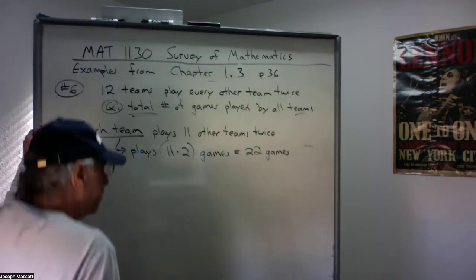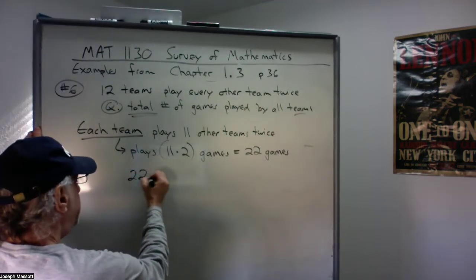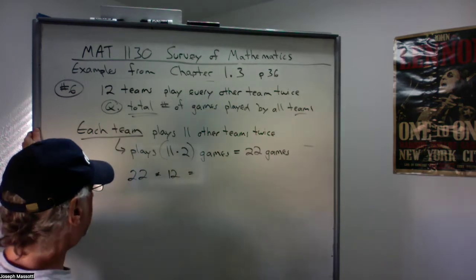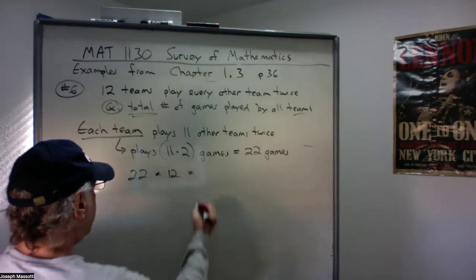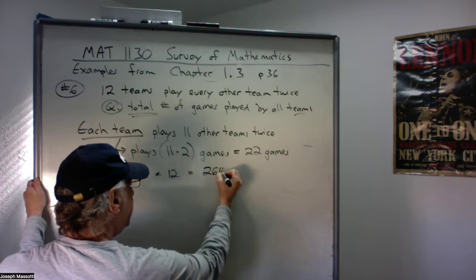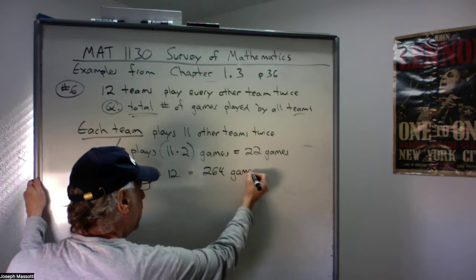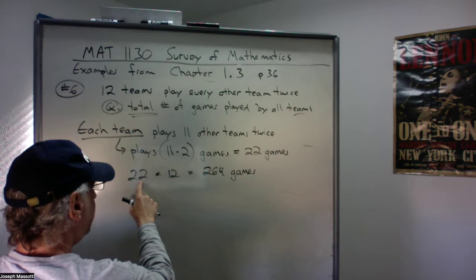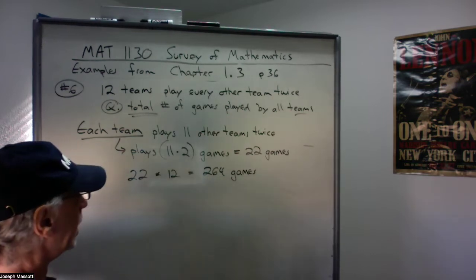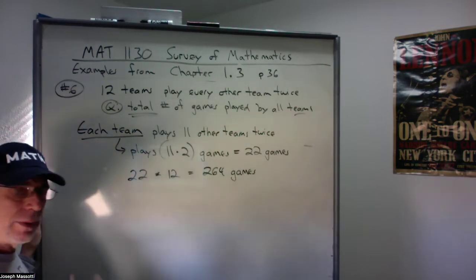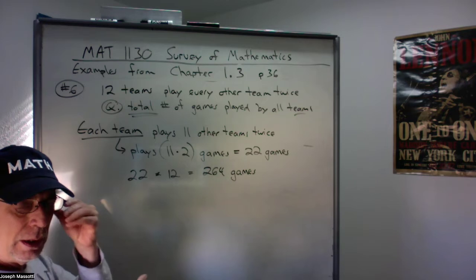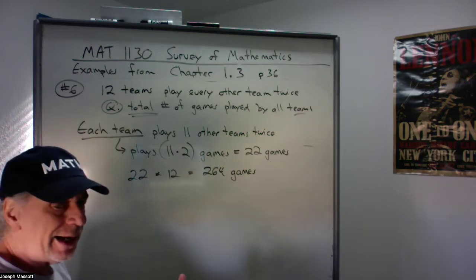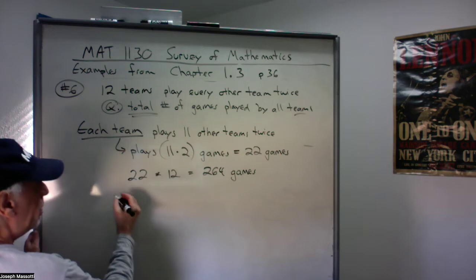Well, there's 12 teams, right? So 22 games times 12 is going to give us 220 and 44, 264 games. Is that right? 22 times 10 would be 220, and then another 44, so 264 games. But you have to remember each game involves 2 teams, right? So both teams are counting that as a game. So you got to divide this number by 2, right?